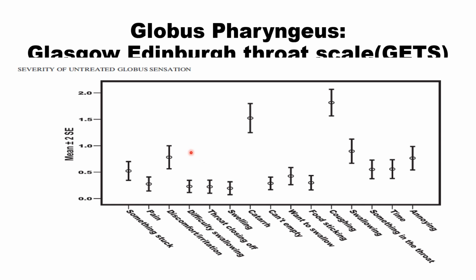The average globus patient would score high for frequent attempts at clearing the throat by coughing or swallowing, a sense of catarrh in the throat, or a discomfort in the throat. On the other hand, they will score very low for difficulty in swallowing, or throat closing up, or a swelling in the throat, or a sense of pain in the throat.